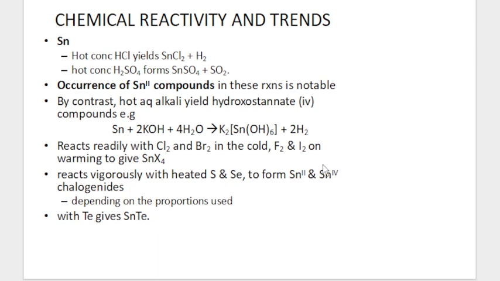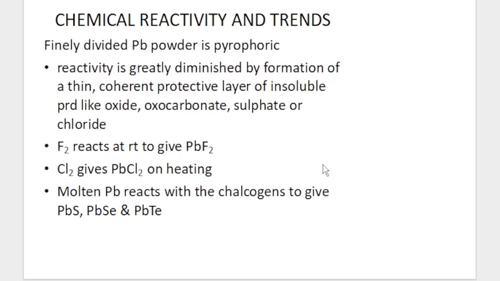It reacts readily with chlorine and bromine in the cold, and fluorine and iodine on warming, to give tin(IV) halides. It also reacts vigorously with heated sulfur and selenium to form tin(II) and tin(IV) chalcogenides. Chalcogens are the group 6 elements. Selenium reacts with tin to give tin(II) selenide.